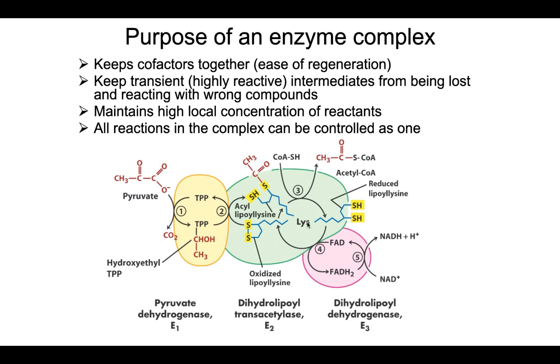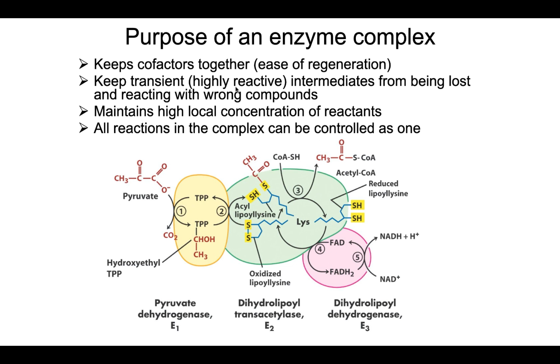Now, why is it that we have this PDH complex, this E1, E2, E3, multiple copies of each in this giant complex? Well, what that does is it keeps the cofactors together. This swinging arm of lipoate is dependent on being at the right place with TPP, exchanging that acetyl group. And this swinging arm of lipoate, which is swinging now over to E3 to get reoxidized, again depends upon them being close together.